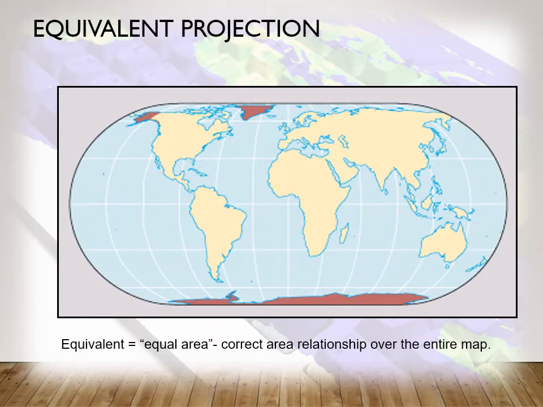Now, we could go the other way. We can keep area preserved, but then the shape is distorted. I mean, Greenland does not look like this. However, now the size of Greenland is better represented compared to, let's say, Africa. Once again, we often have to decide what is the most important property to preserve. So this type of projection is called an equivalent projection.